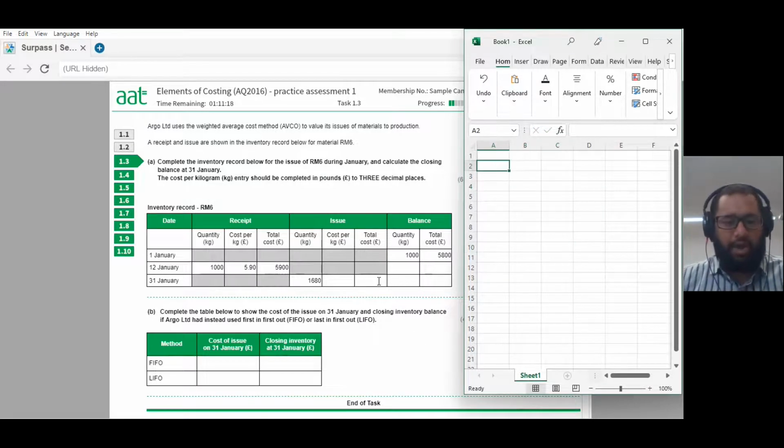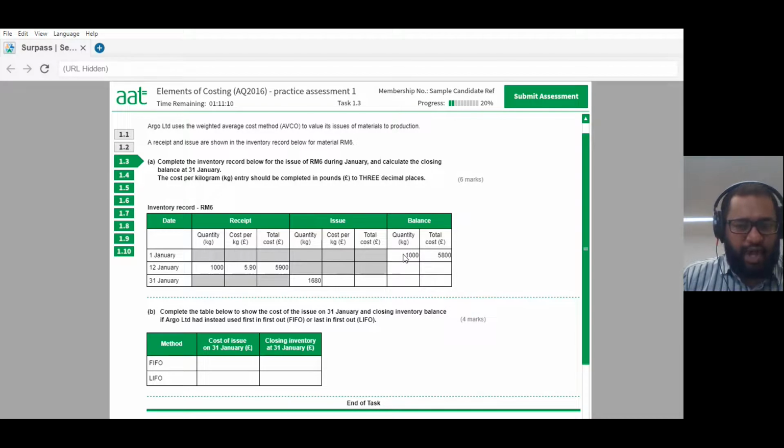So what they're asking you here, they want you to calculate the amount. So what is this balance going to mean? That means we already had 1,000 kilos here. We have another extra 1,000 kilos. That's 2,000 kilos. And the total cost is this plus that, which is going to be 11,700. Okay. So if you add both of those, that is the amount you're getting. Now, out of that 2,000 kilograms, we're going to be issuing 1,680 kilograms using the AVCO method. So what is the important part here is this level. This is the level.